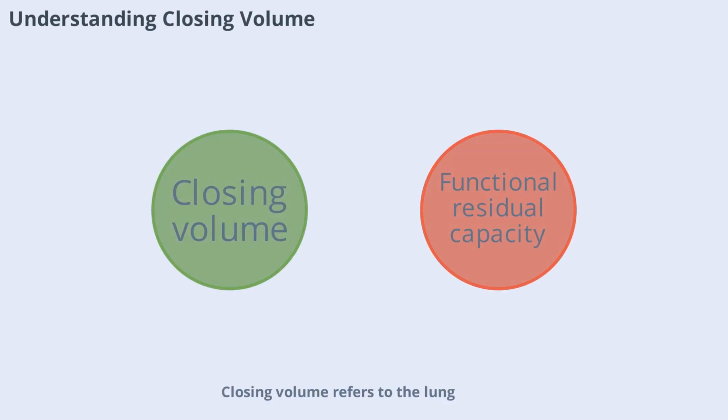Closing volume refers to the lung volume at which dependent airways close. In young, healthy adults, this occurs well below functional residual capacity, FRC. But in older adults and smokers, it can occur closer to or above FRC. After surgery or with anesthesia, FRC decreases, increasing the risk that small airways in the lower lungs close during normal breathing. This can reduce ventilation efficiency and lower oxygen levels, especially in the elderly.